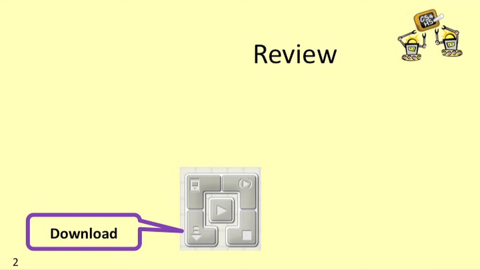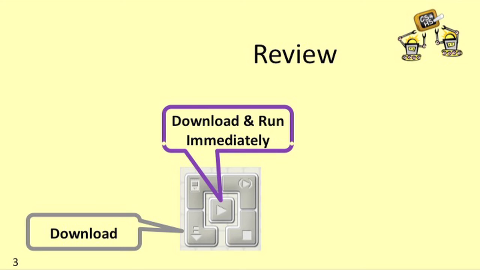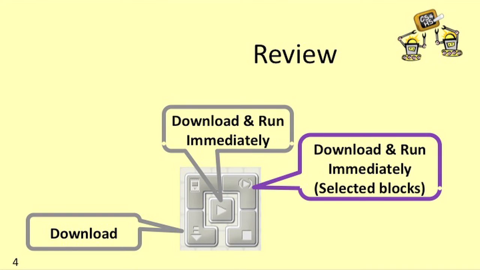So let's just review what all those buttons do again. You're already very familiar with the download button. Now you know there's two other ways to download. You can download and then immediately run your whole program, or download just a set of blocks you select from your program. I recommend you never push the download and run button, nor the download and run selected blocks button, simply because if you never use them, then you're much less likely to end up in a situation where your robot runs away and pulls your laptop off the desk behind it.